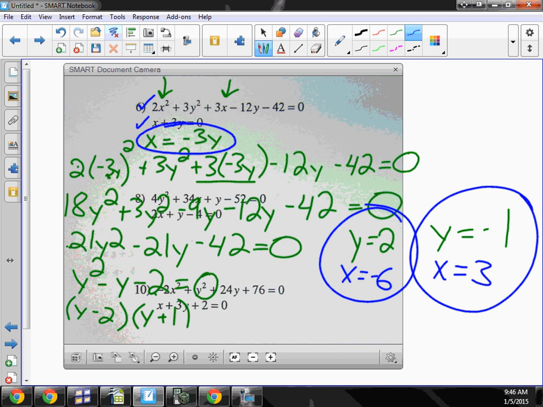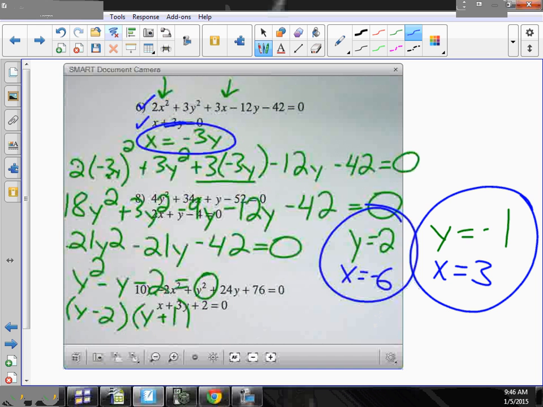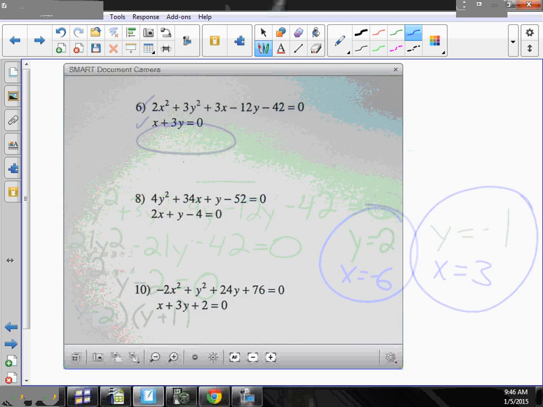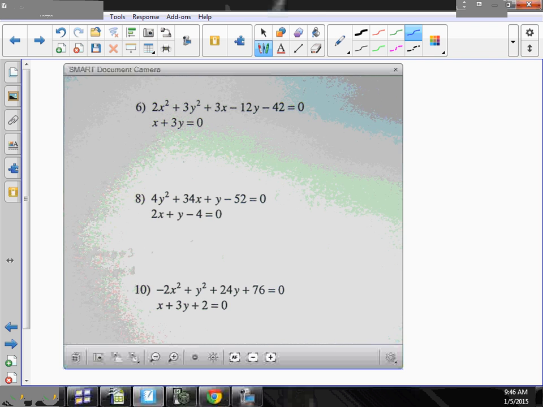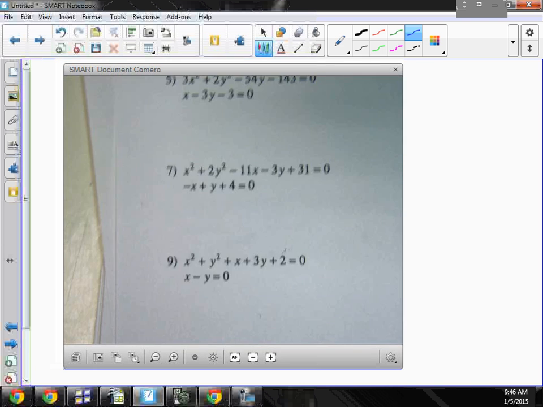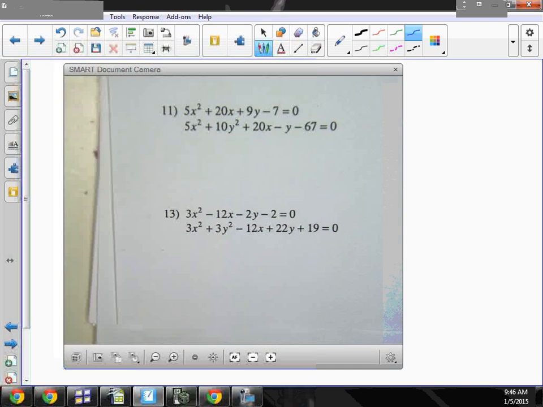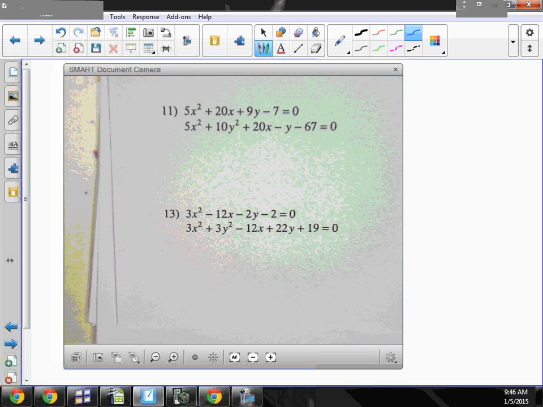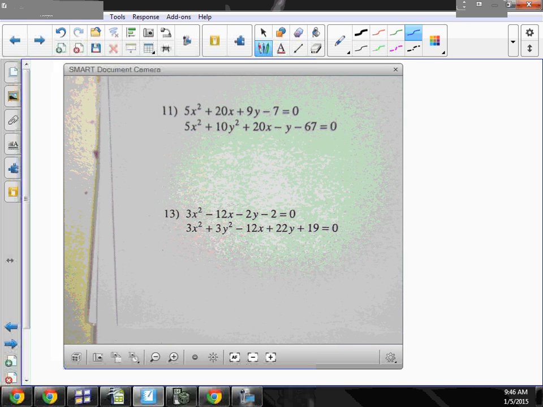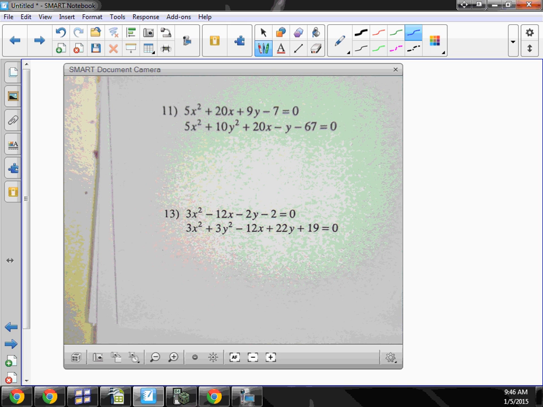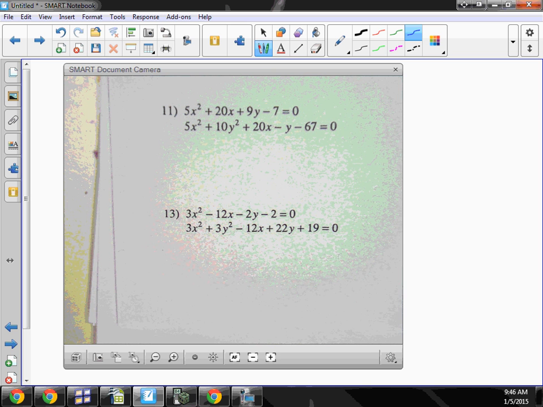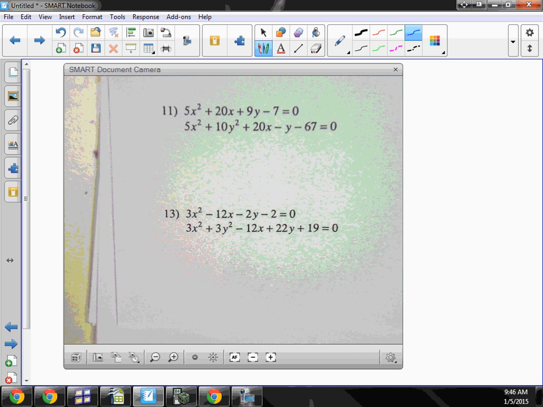And that's how those problems work. Okay. Now let's look at the last 4 because they're a little bit different. So if you look at number 11, should I use substitution or elimination? Could I even do substitution?